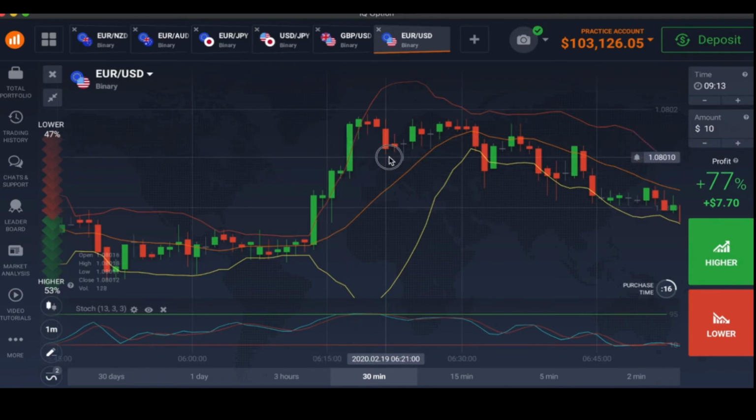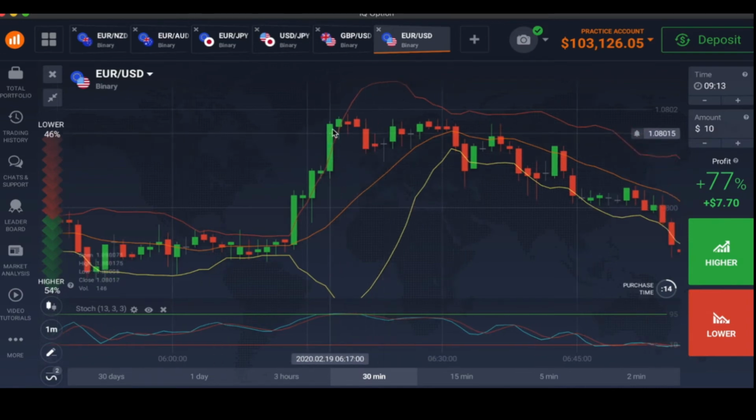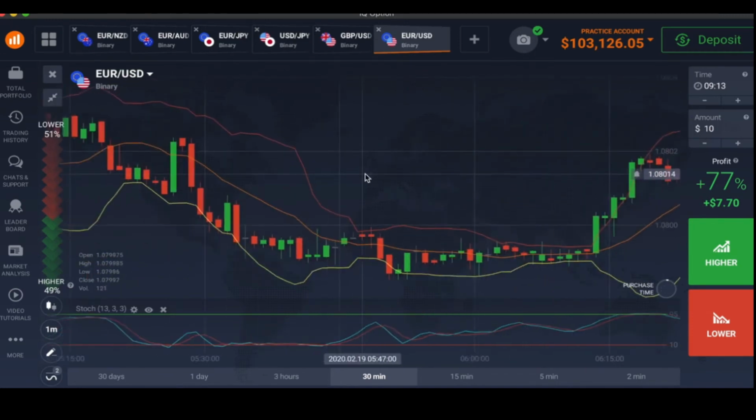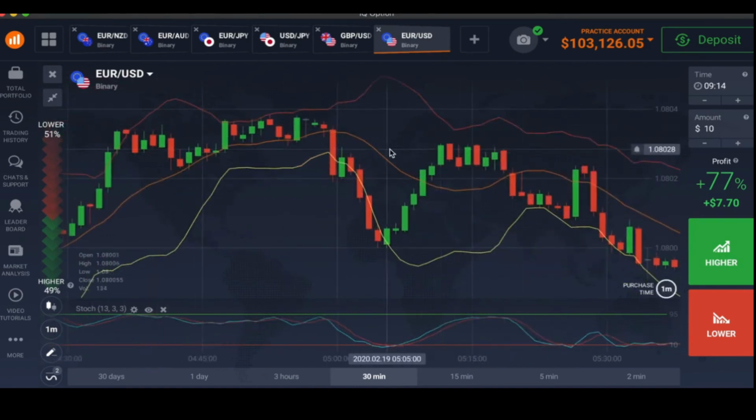Over here, you would have lost though. Over here, I mean, if you would have taken this trade, you could have won, but I would have not taken it because it's a small candle, not abnormal, even though it's more than 50% out. So you could have won that one if you would have taken it.